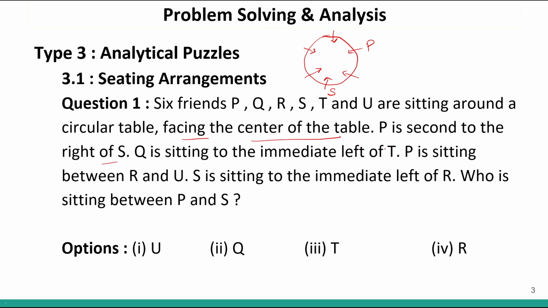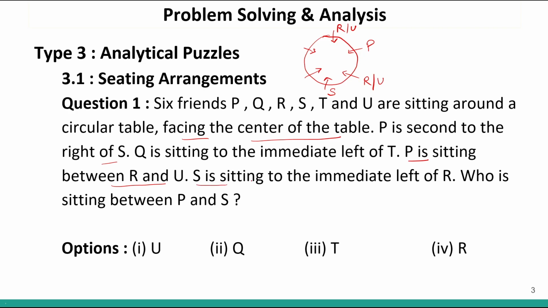Let us leave this for a moment. Let us look at the next statement. P is sitting between R and U. So two possibilities: R can be here or U can be here. Similarly, R can be here or U can be here. Because P is sitting between R and U, which position is not given to us.